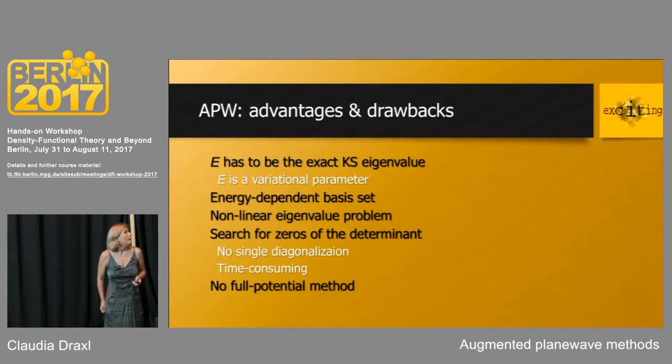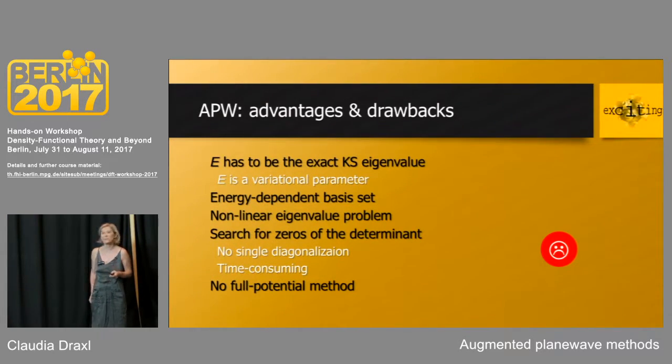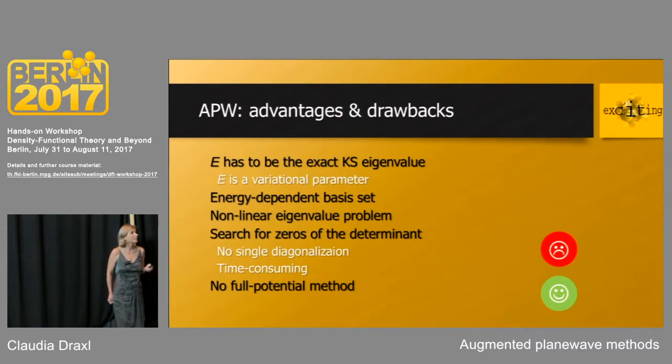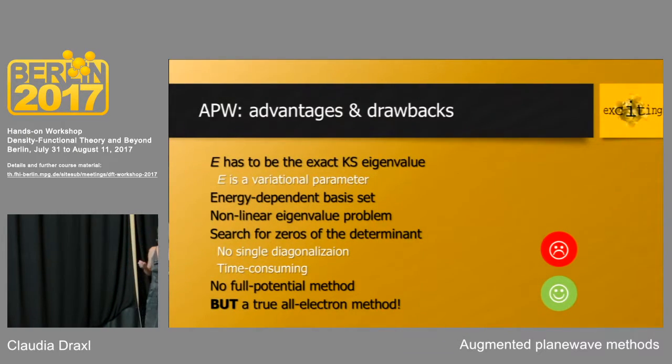So it's not a full potential method either. At least now hardly anyone is using it anymore. So there was no full potential description of this. And this, of course, means that you have a lot of drawbacks using this methodology. But there's one advantage, and this is that it's a true all-electron method, because with this basis set, searching for each energy separately, you can treat any of these eigenvalues from the 1s up to the valence range.